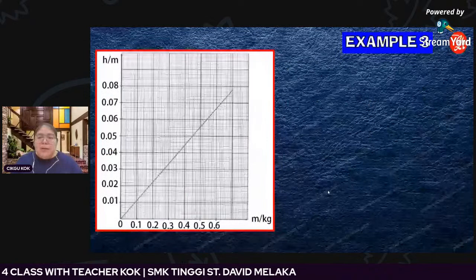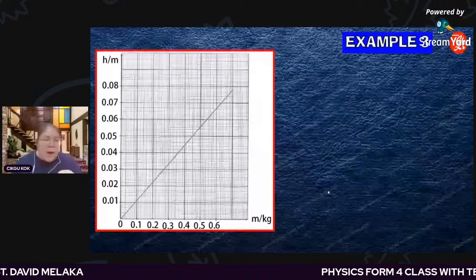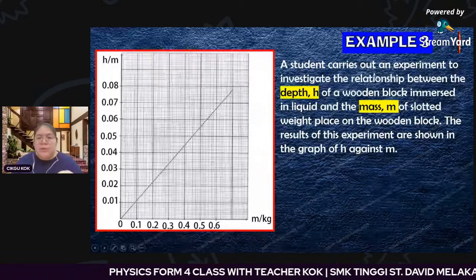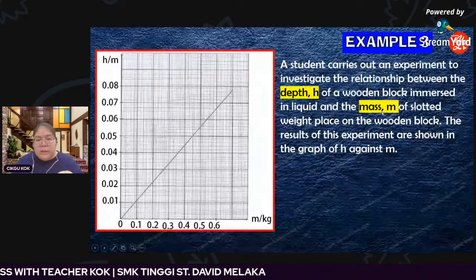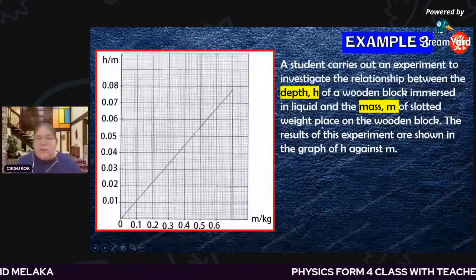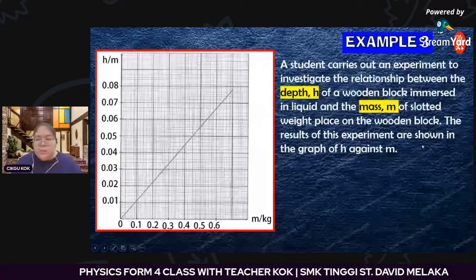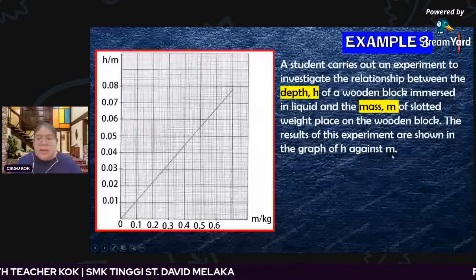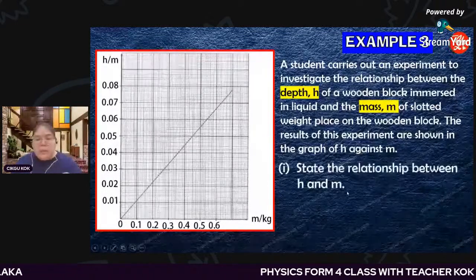Okay, we go to the next part, which is another question. Example 3. We're going to see a graph that also passes through the origin. The question: a student carries out an experiment to investigate the relationship between the depth of the wooden block immersed in the liquid and the mass, so H and M. The slotted weights are placed on the wooden block, and the results of the experiment are shown in the graph, H against M. So H is the y-axis, M is the x-axis.